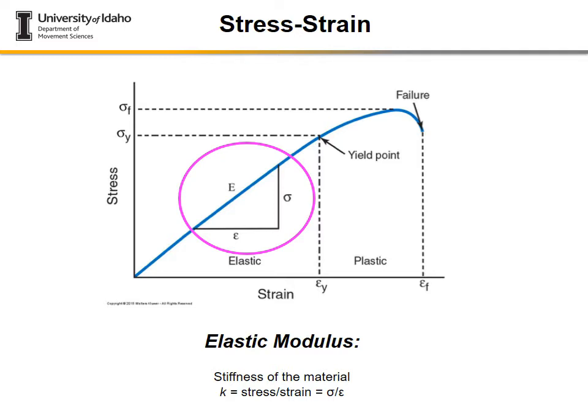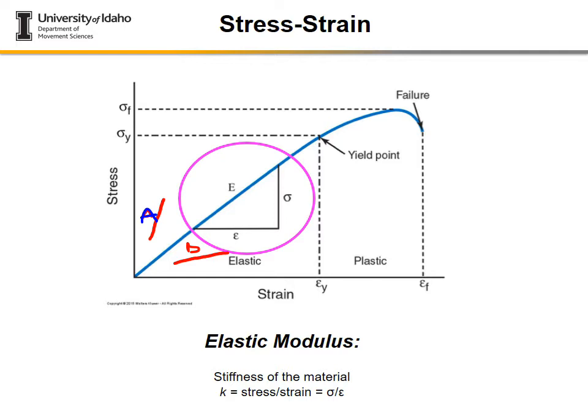So a steeper slope versus a more gradual slope is more stiff. If I label this one A and this one B, A would be considered more stiff than B, because it needs more stress to make the same change in strain, right?